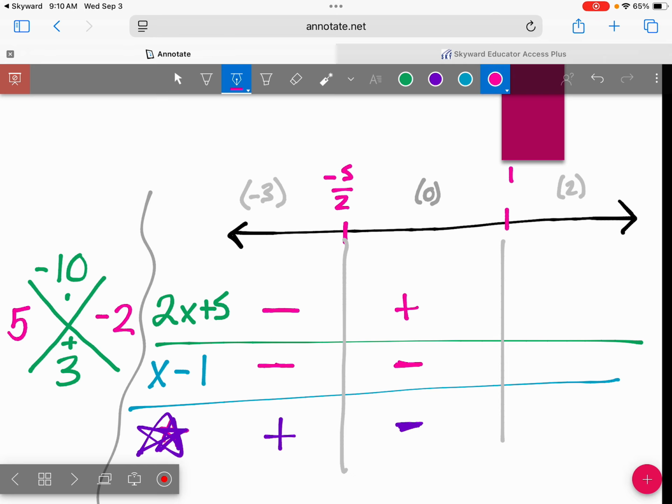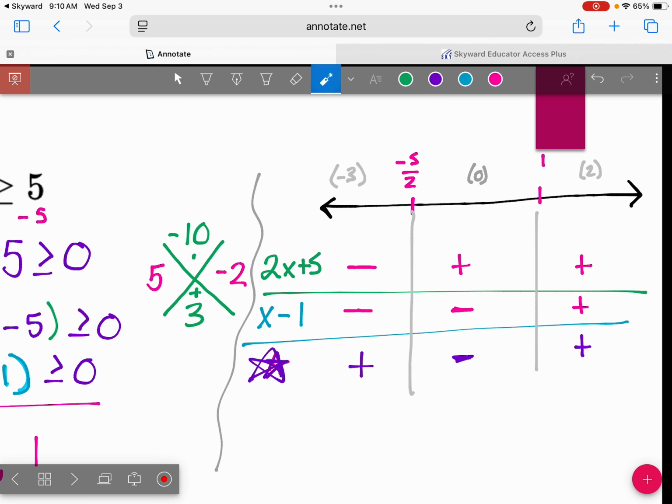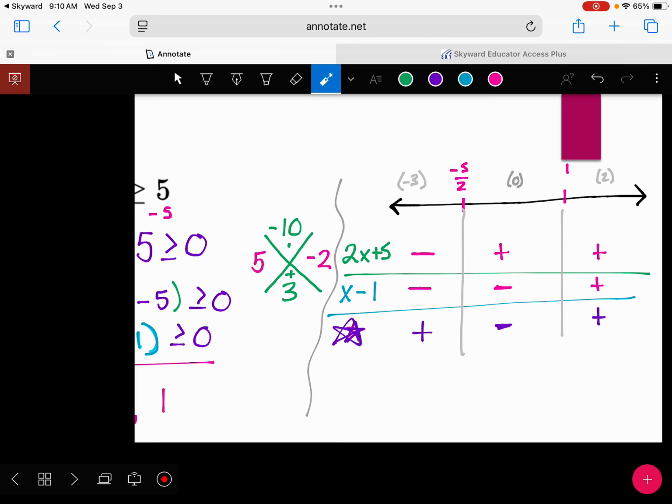So if we have a value bigger than 1, is this piece going to be positive or negative? Positive. Is this piece going to be positive or negative? Positive. So again, all I care about is the sign. I want to know if it's positive or if it's negative. So if I have a positive factor times a positive factor, what's our function going to be? Positive. So now I know that this section's positive, this section's negative, this section's positive.